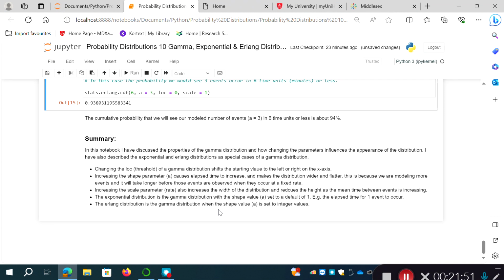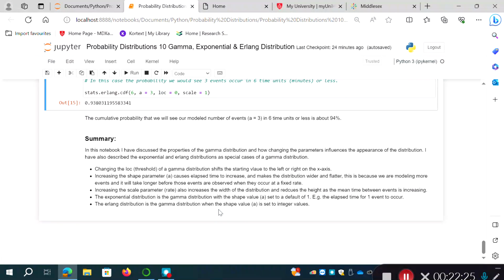If you change the loc, or the threshold, of a gamma distribution, it shifts the starting value to the left or right on the x-axis. If you increase the shape parameter, for example, this causes elapsed time to increase and makes the distribution wider and flatter. This is because we're modelling more events and it will take longer before those events are observed when they occur at a fixed rate. Increasing the scale parameter, or what's known as the rate, also increases the width of the distribution and reduces the height as the mean time between events is increasing.